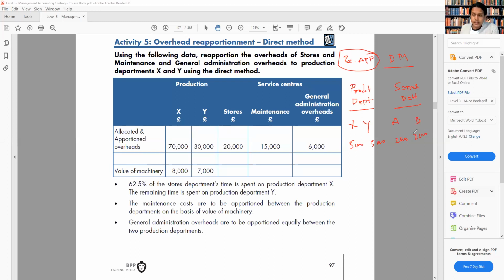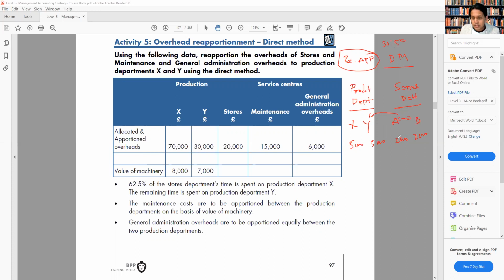So the question said, reapportion the service department cost into the production department. So A and B, these two are service departments. We have to bring them into the production department. Now, how we bring them, the question will tell us. So let's say the question said 50-50. They said equally. Share the cost equally to X and Y.